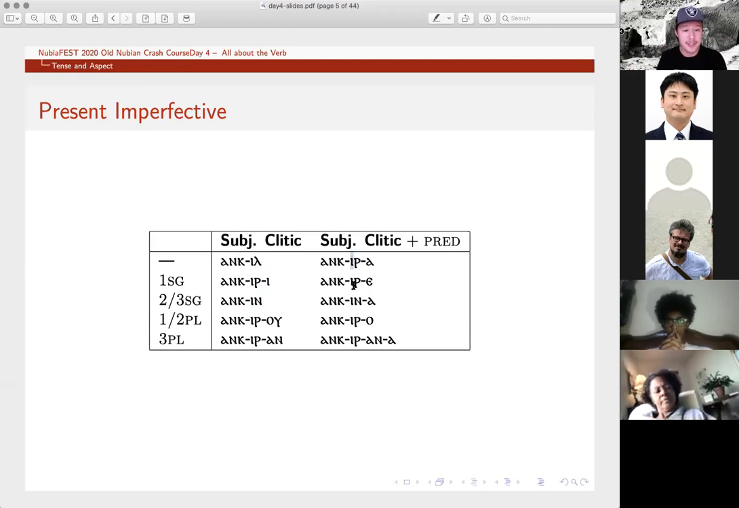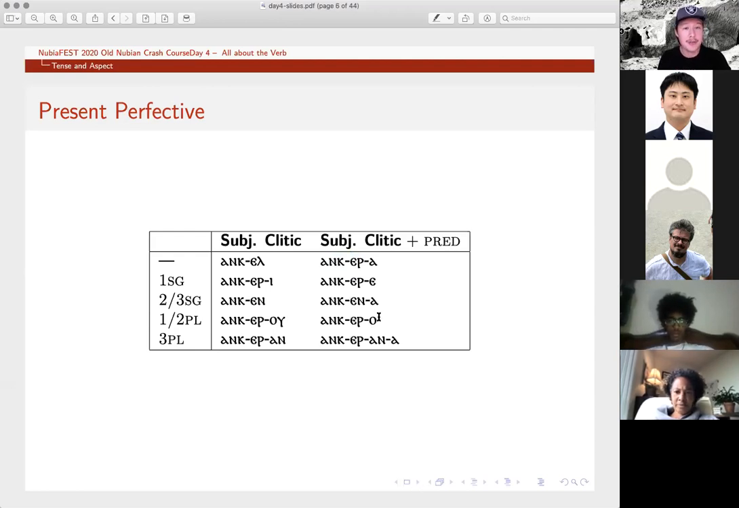The E that you see here, again, is the same one that we discussed the other time. It is there because you simply cannot have a cluster of three consonants, one after the other. So this is an epenthetic vowel. It's a phonological effect. When we go to the present perfective, we consistently find this epsilon here. Otherwise, the endings are the same.